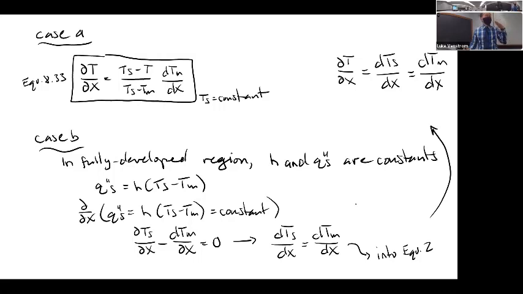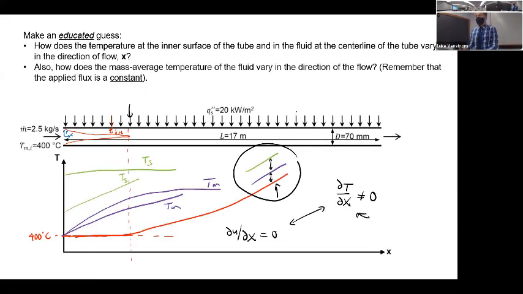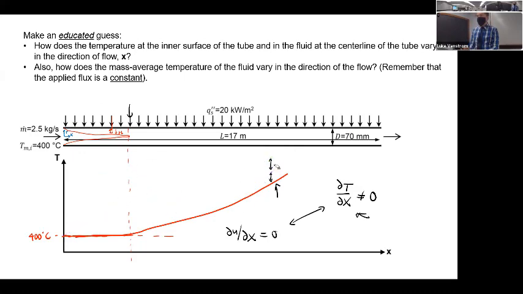The slope of the temperature in the flow direction at any radial location has got to have the same slope as the temperature at the tube wall surface, and it's got to have the same slope as the mean temperature. So now, if you want, you can go back, right? And we can fix our guesses quick. So let's draw this in, right?